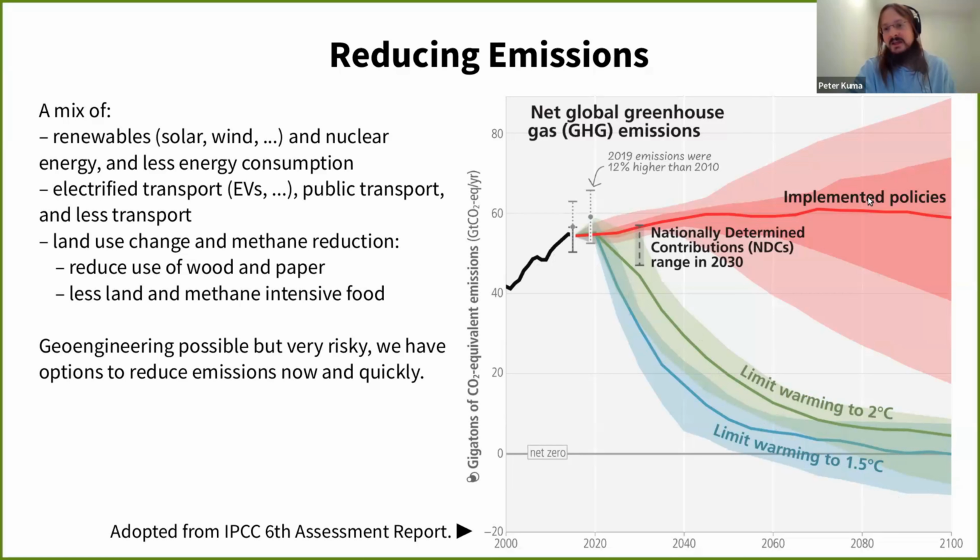And the currently implemented policies are the red line. So that's what the current trajectory looks like. The current trajectory is nowhere near those targets, basically.